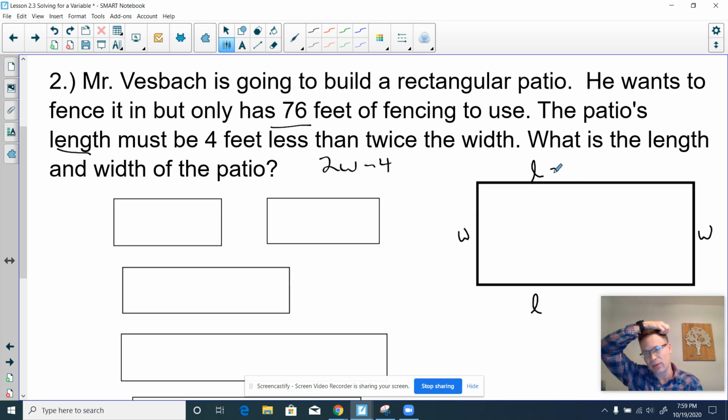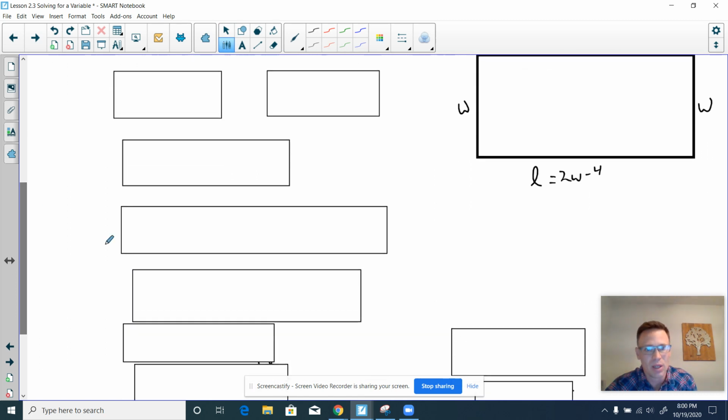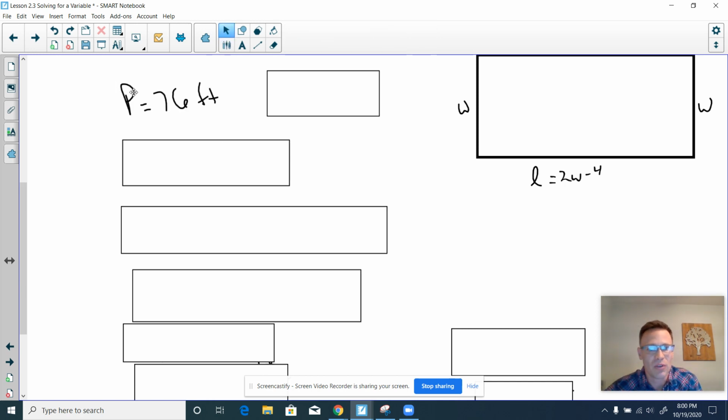So I know my length is going to be equal to twice the width minus 4. 2w minus 4. It does not say anything about the width at all, so the width is just the width. I'm going to save some time and not have you watch me write this down. Let's break down this problem. My goal is to find the length and the width. First, I know that the overall perimeter has to be 76 feet. And I know the length is 2 times the width, but then 4 less than that. Four less than twice the width. This is what that is.